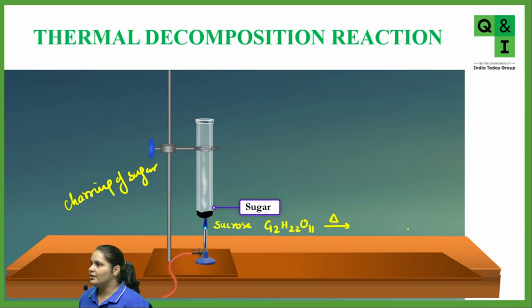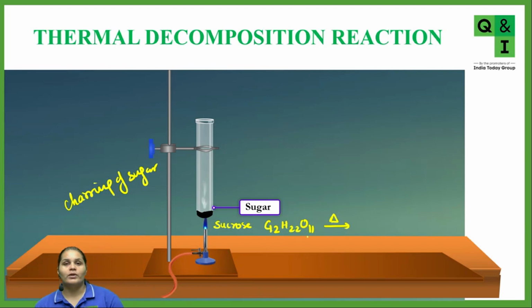Ma'am, is it 11? Very good. It's 11. So how is it 11? We have H22O11, so 11 H2O will be released. Fine. What is left behind? 12 carbon. Now this actually forms the charring. That black leftover, the black residue, is of the carbon which is left.